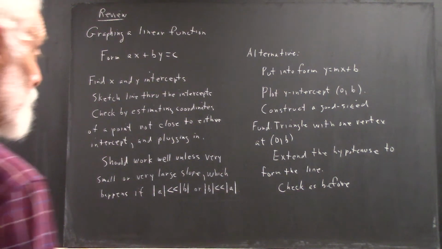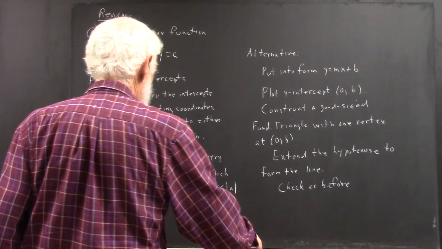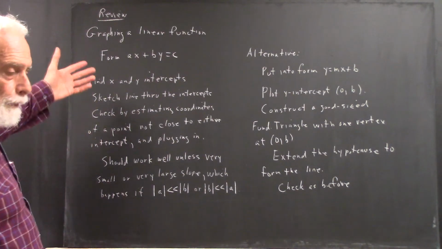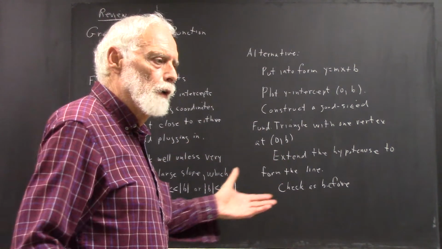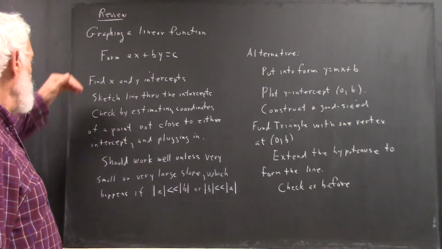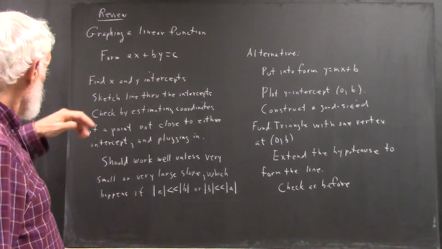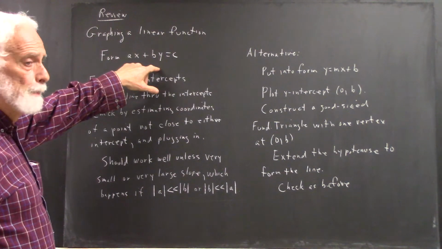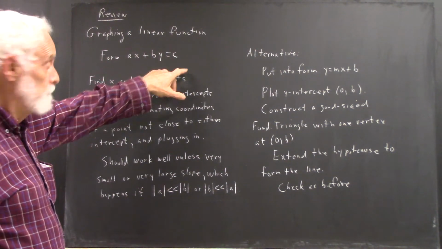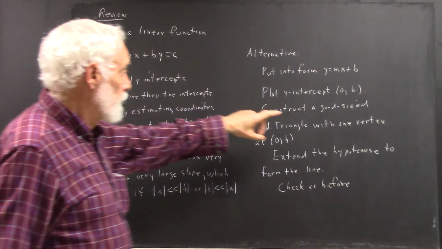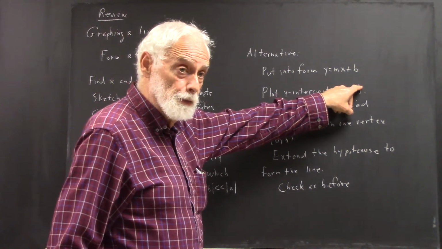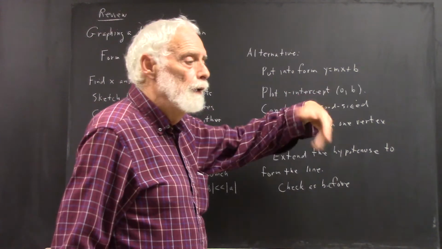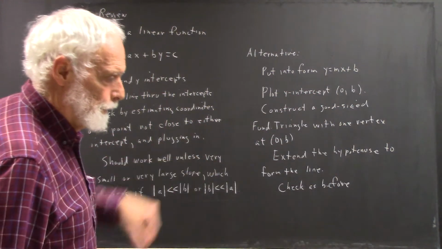It's important to be able to graph a linear function. So to graph a linear function, we've gone over all this before, but I'm writing it out in pretty explicit steps. To graph a linear function in the form ax plus by equals c. Now in a minute we'll get to the form y equals mx plus b, which is an alternative, and there are other alternatives, but these are the main ones.